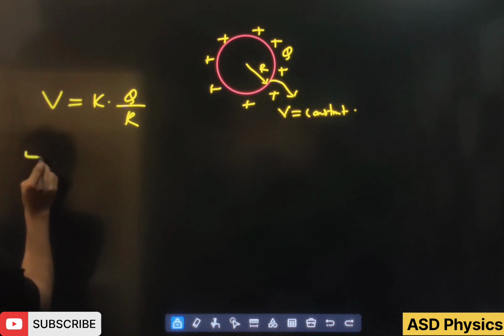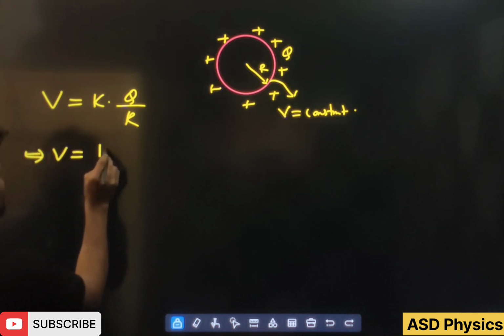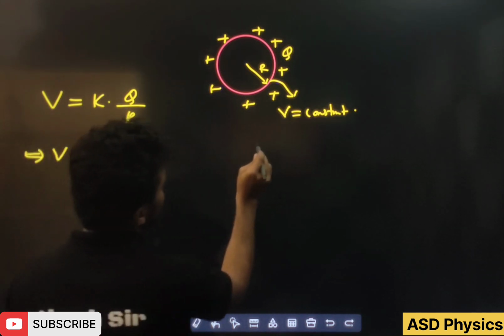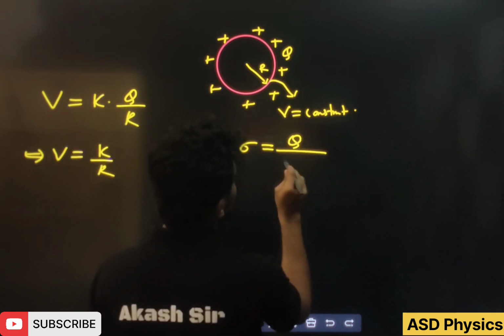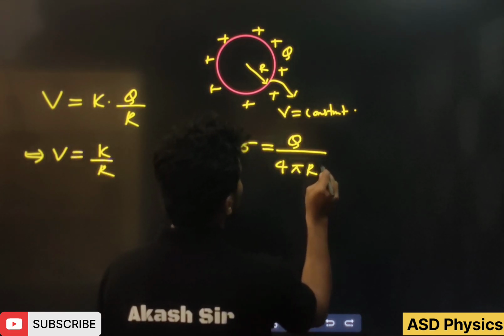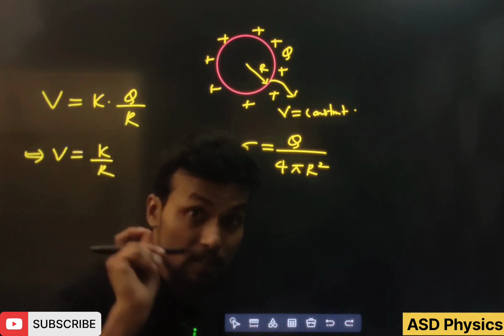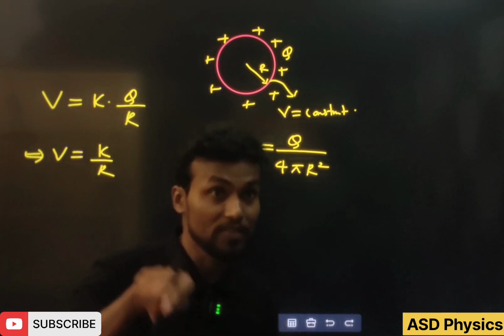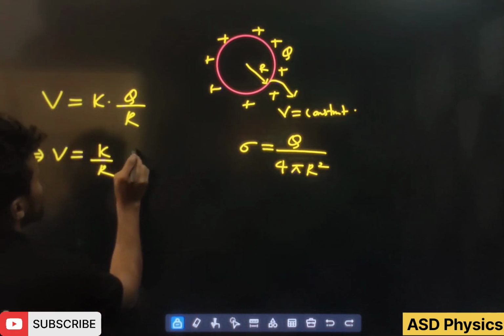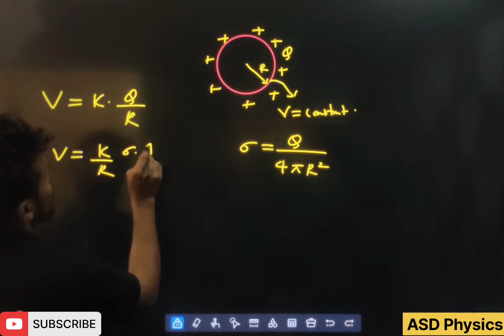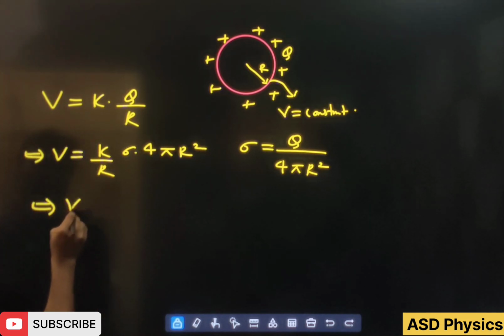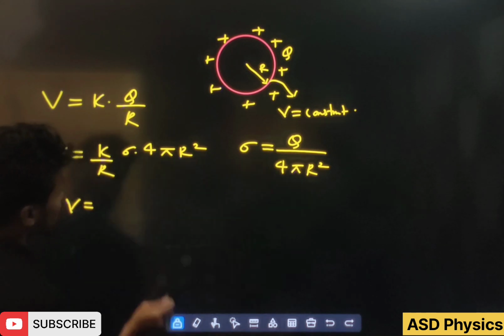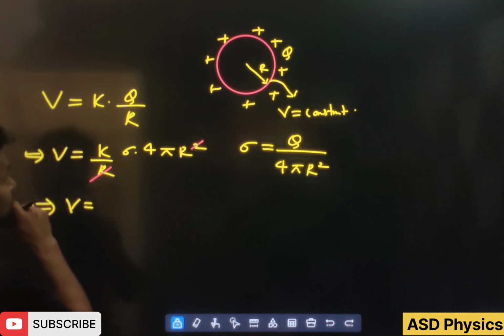Now students, see, V equals KQ by R. You know very well, surface charge density sigma is given by charge by area, 4 pi R square. On the conductor, always surface charge density, because charge will be where? On the surface. So Q can be written as sigma into 4 pi R square. Then we can write V equals, and this R and this R cancel out.